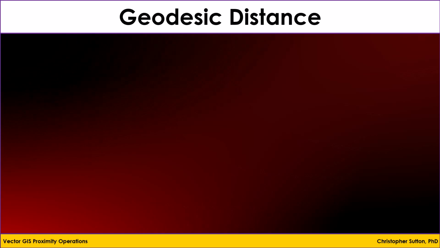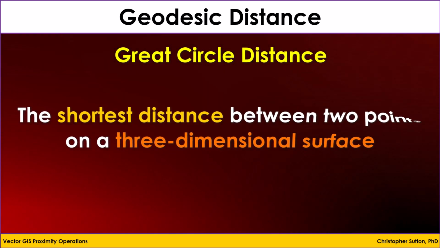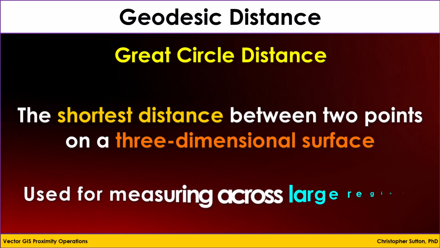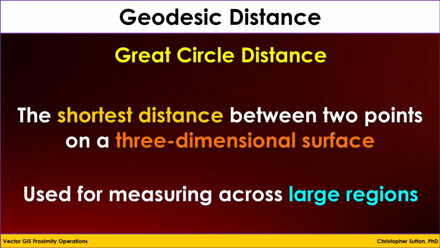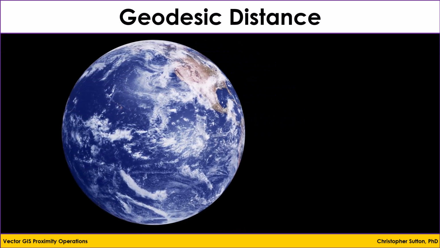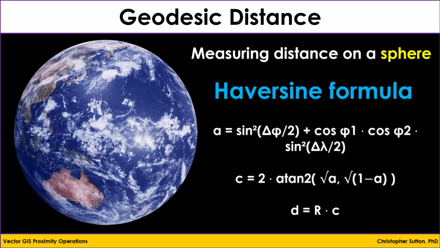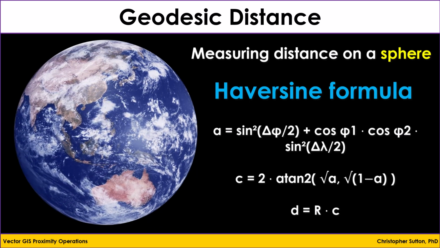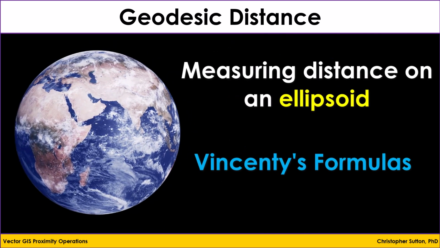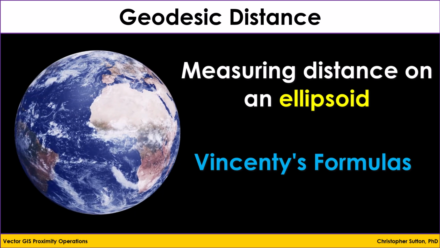Geodesic distance, also called great circle distance, is the shortest distance between 2 points on a three-dimensional surface. It's used for measuring distance across large regions or continents. There are two ways to calculate geodesic distance. One is to treat the Earth as a perfect sphere. When we calculate distance on a sphere, the Haversine formula is used. If we treat Earth's shape as an ellipsoid, we use Vincenty's formulae to calculate distance.